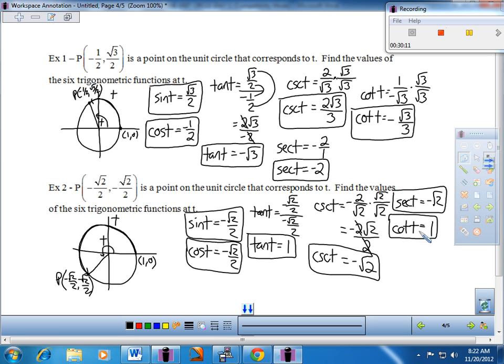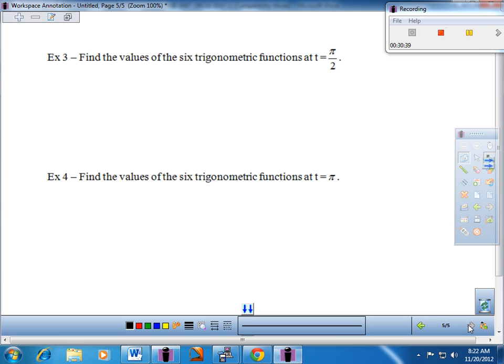Looking good. All righty, everyone. Last couple. Again, I'm going to walk you through 3. You're going to try 4. And we'll actually try on the calculator too here momentarily to confirm a couple things. So now, everybody, I'm going to give you a particular t value. It says find the values of the 6 trig functions at t equals pi over 2. So what I'm going to ask for, everybody, is the sine of pi over 2, cosine of pi over 2, etc., etc.